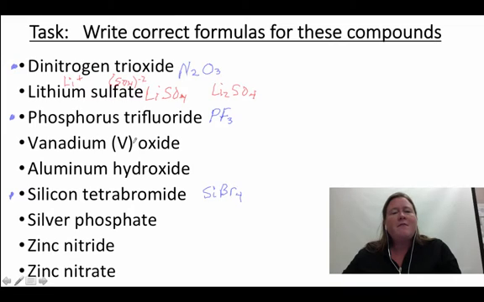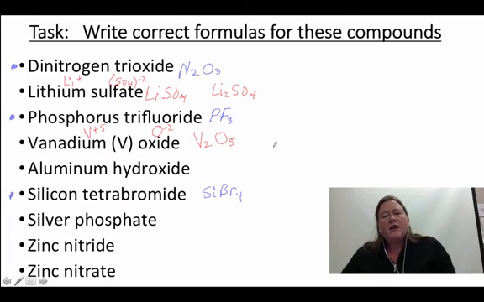So we have vanadium 5 oxide. The formula for vanadium is V. If it says vanadium 5, it's going to have a +5 charge. Oxide is oxygen, and oxygen always has a -2 charge. You may have that memorized by now. As you go through these again and again, it becomes a little more familiar to you. So using the crossover rule, I know that I need 5 oxygens and 2 vanadiums, so the formula becomes V2O5.